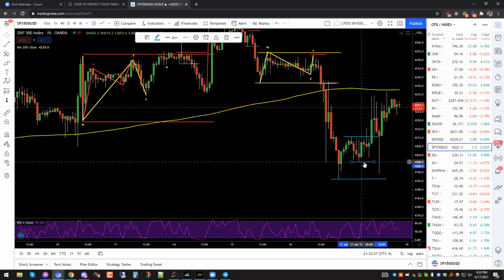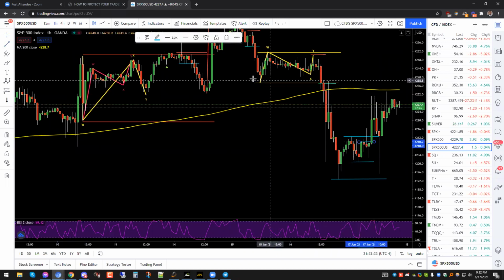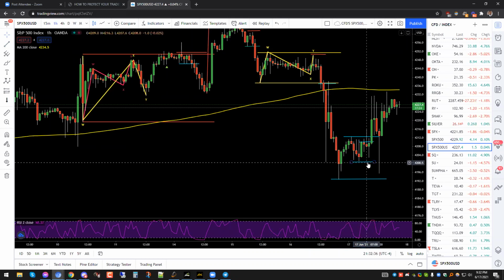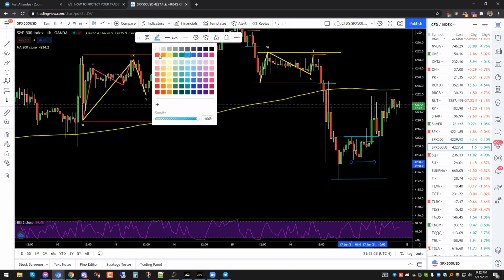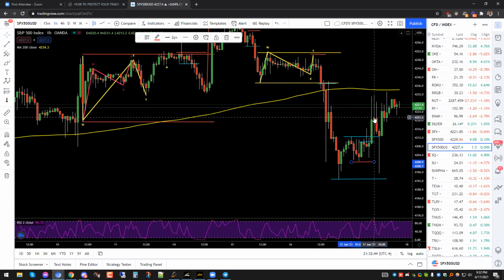All right, so the stop goes just below here. The entry would have been here. Let's change this color, make this red. So that's our stop. This is our entry. As you can see, price pulled back against us, then continued in our direction.